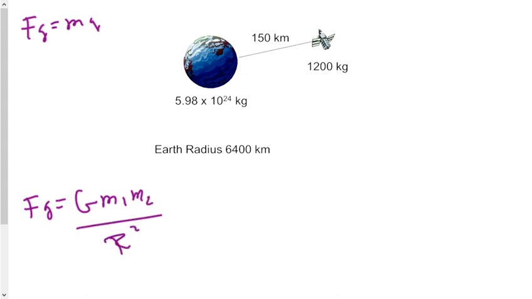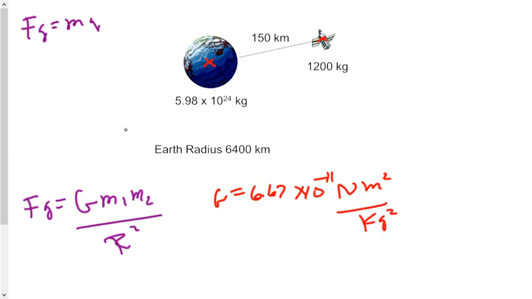Now, r is measured from the center of the Earth to the center of this object, so the whole distance there. The Earth's radius is 6,400 kilometers just to there. Then you've got to add 150 more kilometers to get there. And a reminder that you would convert that into meters before you do it. So we can calculate the gravity force acting on this object far away by just using this equation. And of course, G is that constant, 6.67 times 10 to the minus 11, in Newton meters squared per kilogram squared.